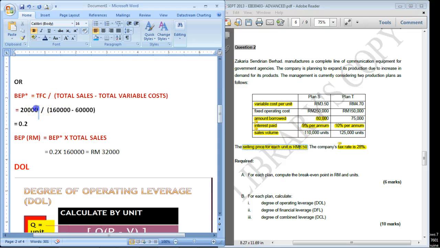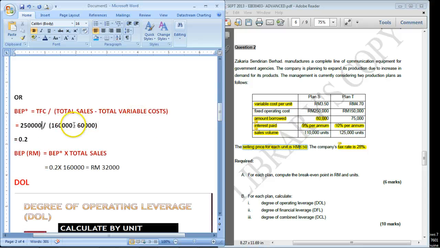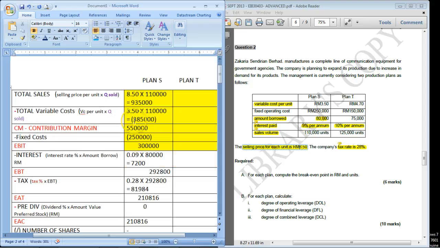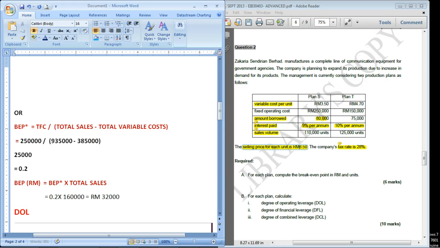250,000, divided by your total sales. How much is your total sales? 935,385. Sorry, 385, right? I can remember. Now 500. So as you can calculate now, 250,000 divided by 55,000. From where do I get 55,000? 935 minus 385, you will get 550.